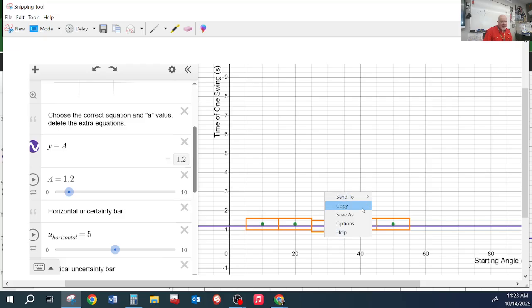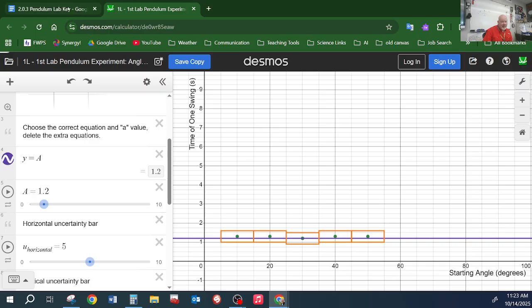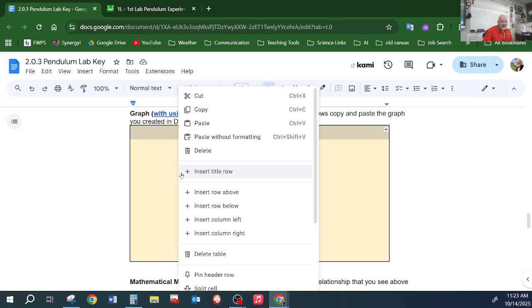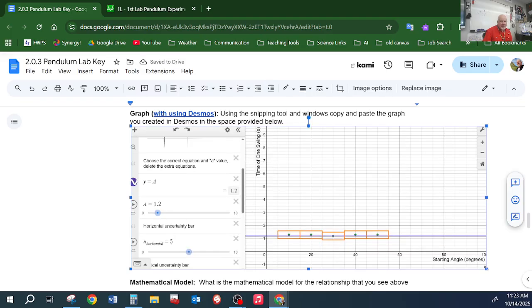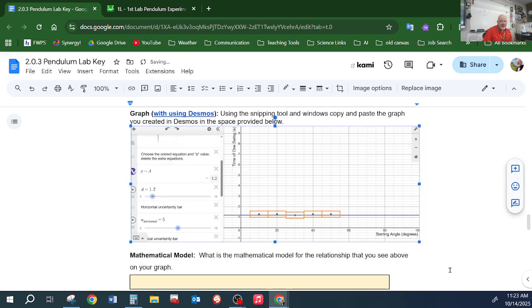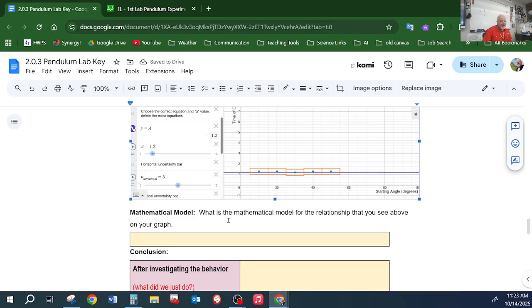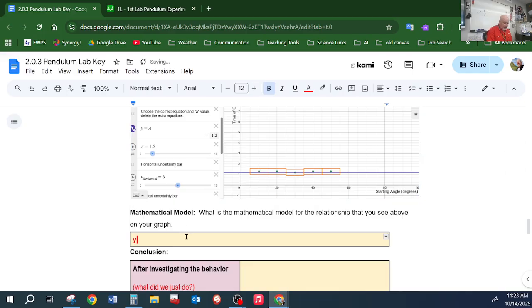I'm going to right click on that copy and hit copy. Minimize that, go back to my lab, and now I can hit paste. There's my image pasted, a little bit too large, but inside the box. All right, so it says, what's the mathematical model? Well, for my graph, it was y equals a.